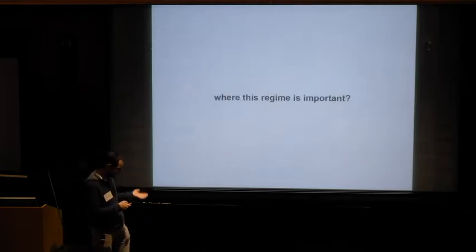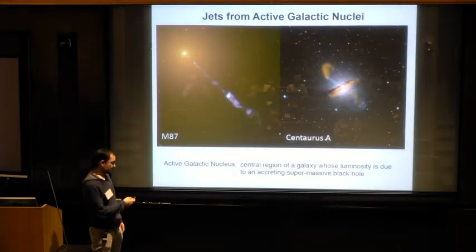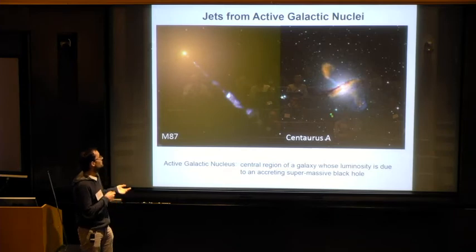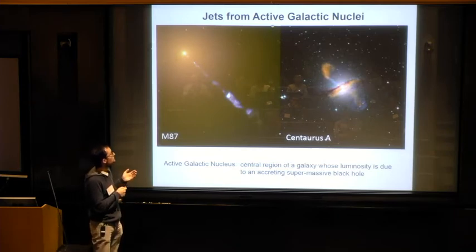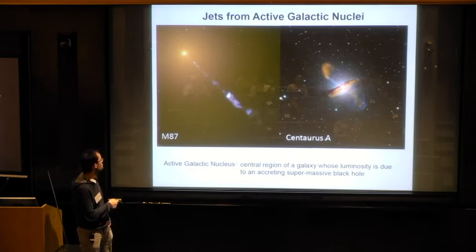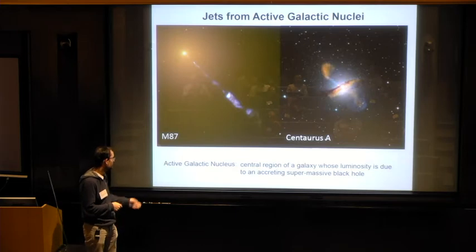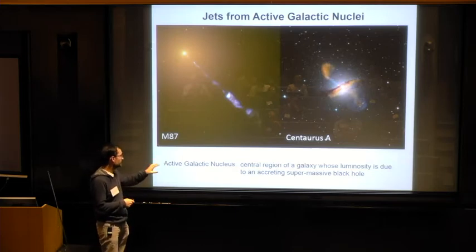So where might this regime be important? This regime might be important, I think, not only, but for sure in jets from active galactic nuclei. So here are two very famous pictures. On the left, M87, on the right, Centaurus A. So what is an active galactic nucleus?